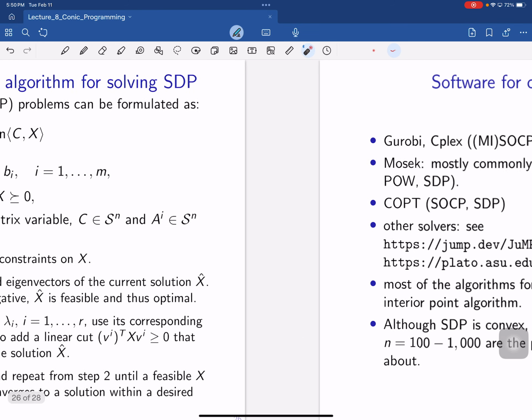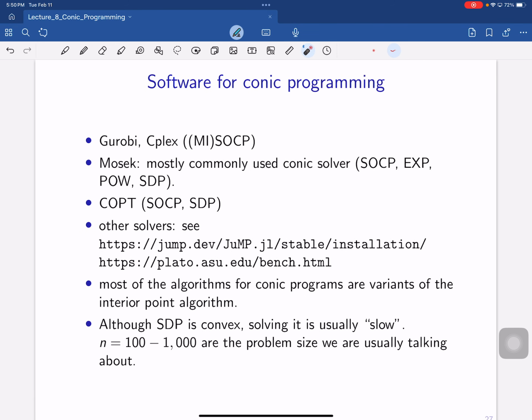Okay, so finally, forget about the theory. If you are just interested in solving conic programs, which solver should you use? If you are interested in solving second-order conic programs or mixed integer second-order conic programs, you can just use CPLEX or Gurobi. If you want to solve general conic programs, the solver called MOSEK is the most commonly used conic solver. It can handle all the conic programs we talked about today. COPT is a Chinese solver that is really good recently, and it can also solve SOCP and SDP problems. For all the other solvers, you can refer to these two links I posted here.